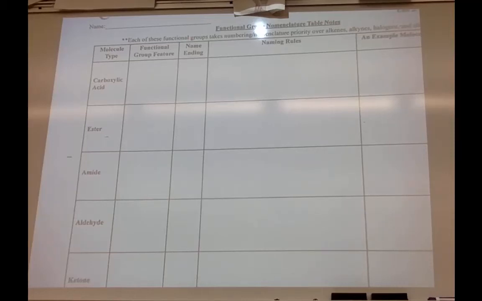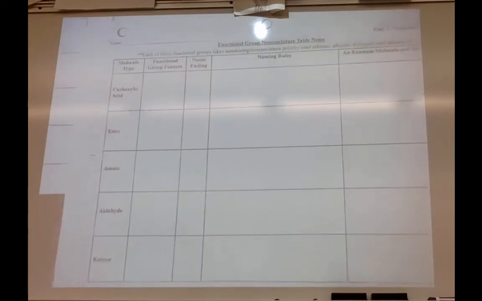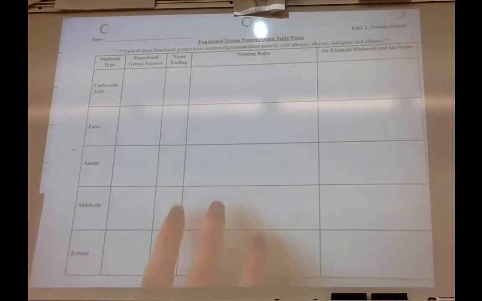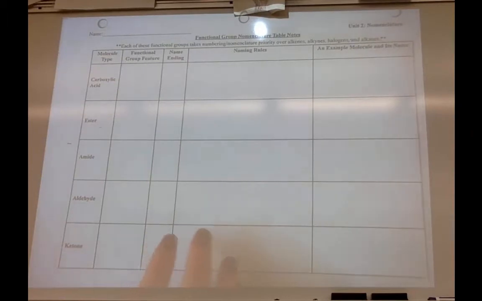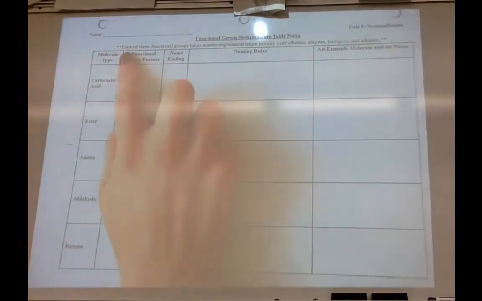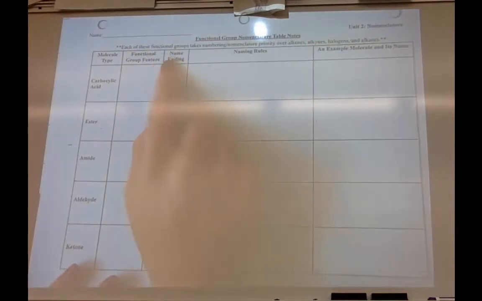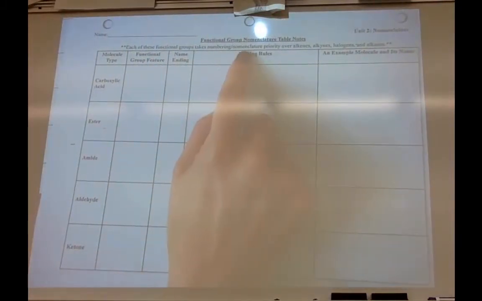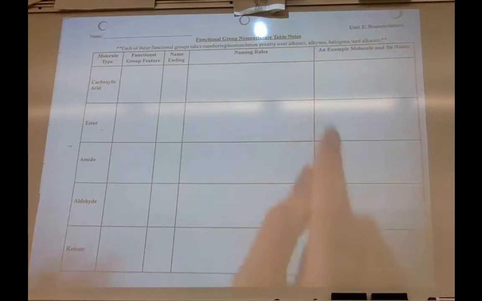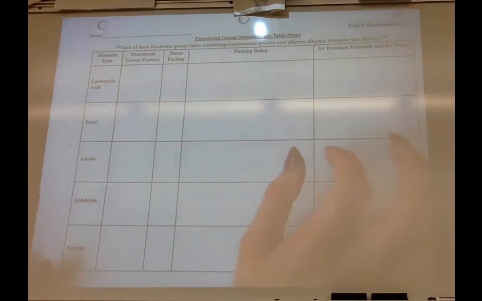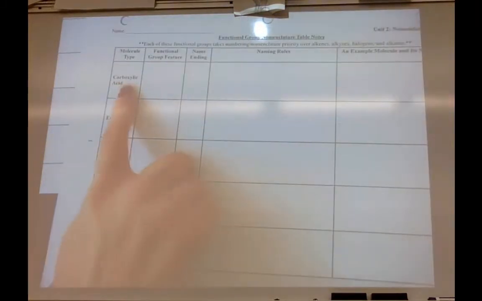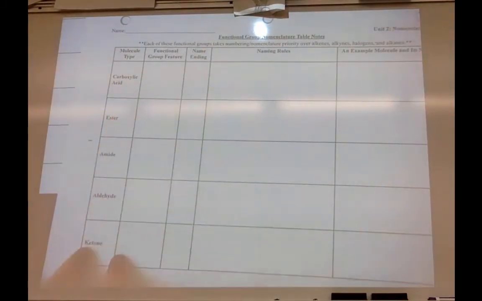So for the functional group notes, we're going to be filling in this table. I'm going to go back and forth between zooming in and zooming out, just so that it's easier to read across the top. Now you're going to notice at the very top up here, it says each of these functional groups takes numbering or nomenclature priority over alkenes, alkynes, halogens, and alkanes. So that means that these are in order. I put them in priority order.